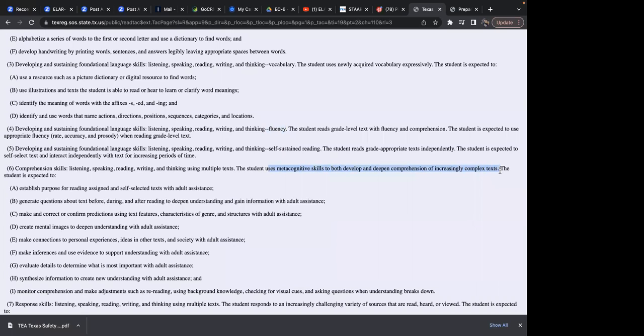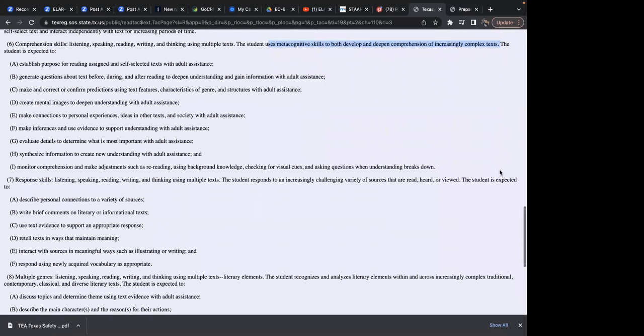These are the TEKS that they're referring to. You need to make sure whatever activity you're choosing is helping them in one of these areas or many of these areas, because of the nature of English language arts and reading, which is the listening, speaking, reading, and writing of the English language, it's interconnected. So we don't do anything in isolation. We're talking, reading, writing every day, listening, speaking, reading, writing, and thinking all the time, with everything. So you might be hitting five or six TEKS in a lesson, and that's perfect and fine.